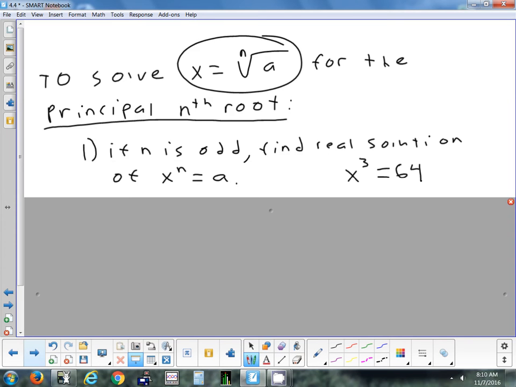Okay. What you'd end up doing is taking the cube root of each side, and you get x equals the cube root of 64, okay, which would be how much? 4. Okay. 4 times 4 times 4 is 64. And that would be the only answer to this problem you would write if I ask you for the principal root.